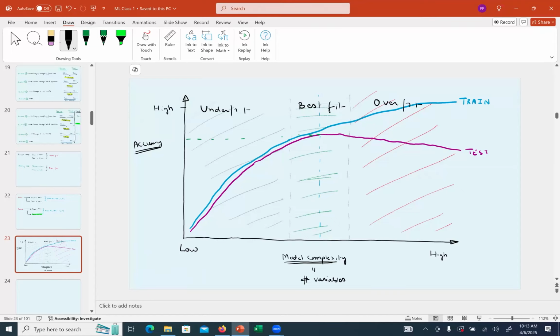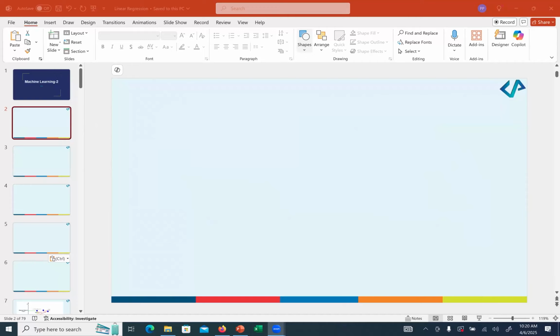Cool. Let's move to the next part. One question. If model complexity increases the overfit rate, why is the test accuracy decreasing? It is going down, right? Yes, test accuracy is going down. Why, as variables are increasing, is the test accuracy decreasing?